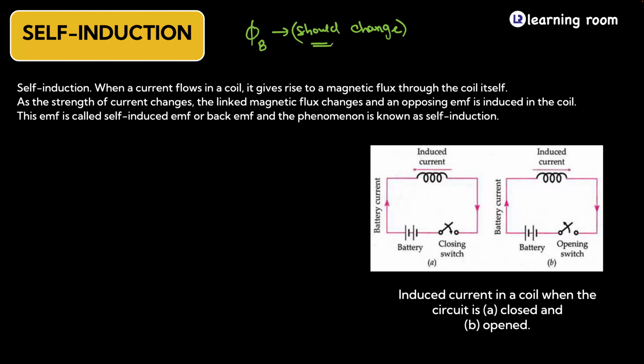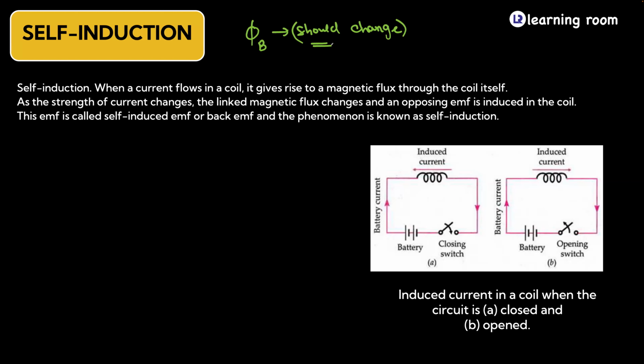So this kind of inducing an EMF in one coil by producing current in the other coil is what is called mutual induction. But the topic here is not mutual induction, it is self-induction. As the name suggests, mutual means you need to have two coils in the picture, coupled together, so that one is connected to the power source and the other is connected to the LED or some galvanometer.